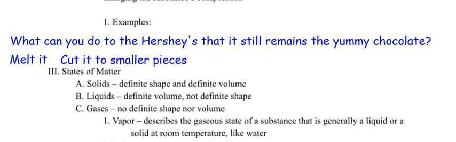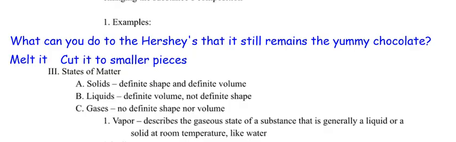So a solid, we say, has a definite shape and a definite volume. Like that solid Hershey's bar, it is in a rectangular shape. I can do length times width times height. It has a very definite volume. Now, liquids will have the same volume.